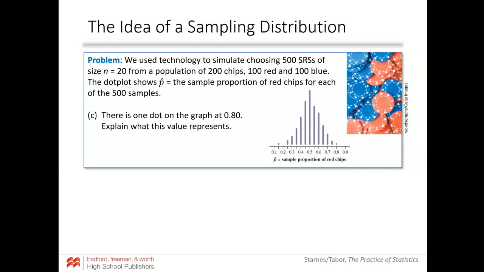Same idea though, but here we're creating a sample proportion distribution. So we have a dot plot that shows all of the sample proportions for 500 samples. I guess it's kind of a dot plot. It's a distribution. Let's just call it that for now. There's one dot that's at 0.8. What does that value represent?